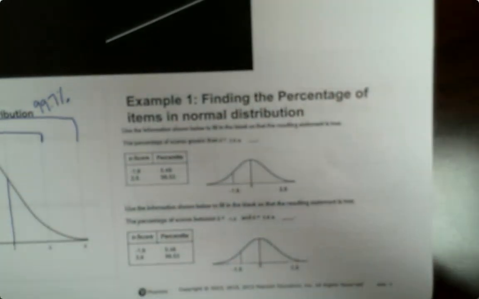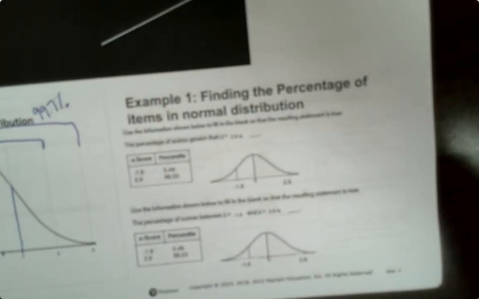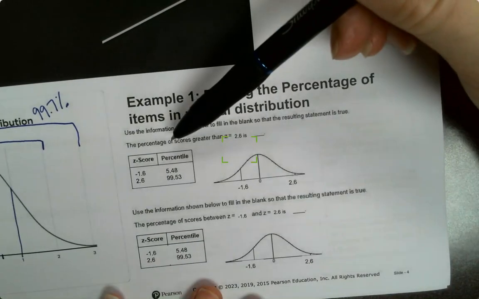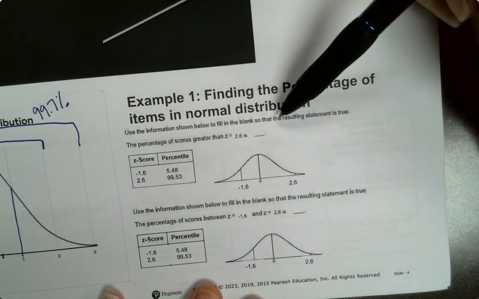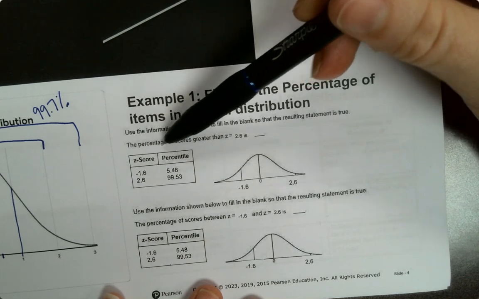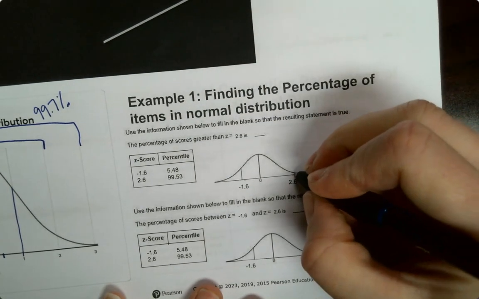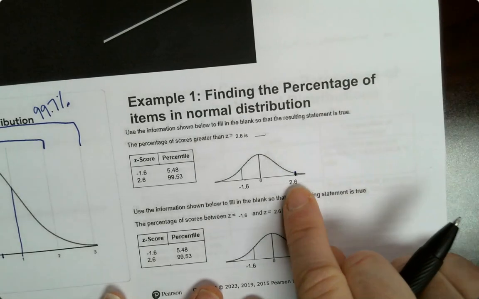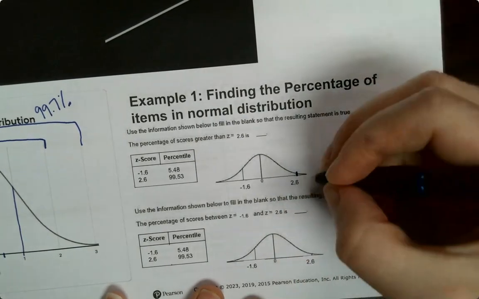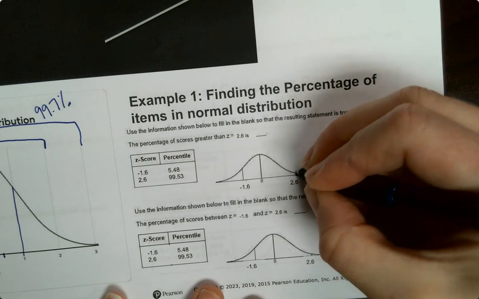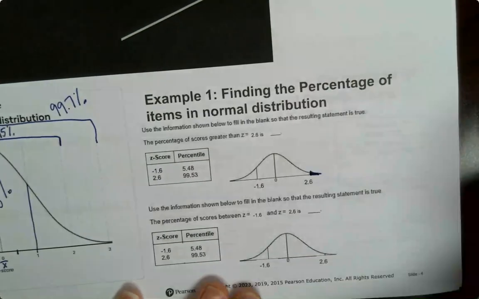So example 1 is finding the percentage of items in a normal distribution. Use the information shown below to fill in the blanks so that the resulting statement is true. The percentage of scores greater than z equals 2.6. So 2.6 is right here. We want greater than though, so I'm going to shade this. This is what we want the percentage of.